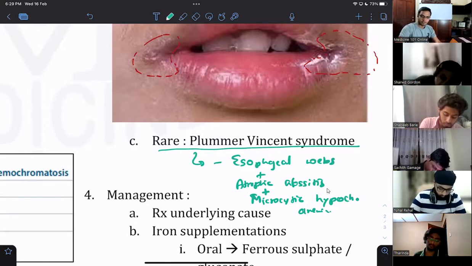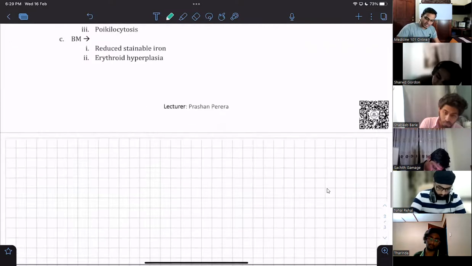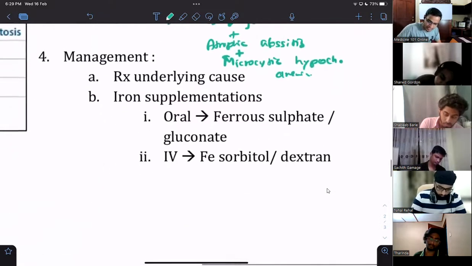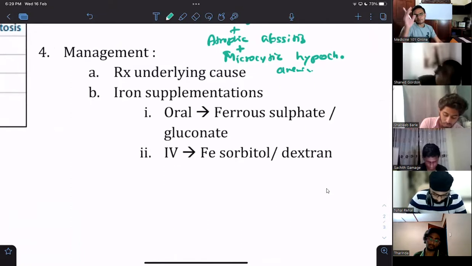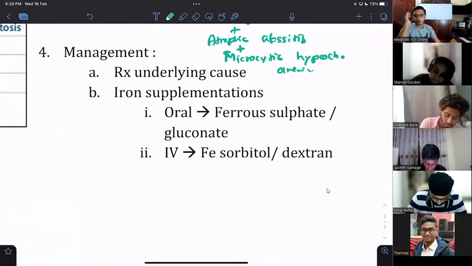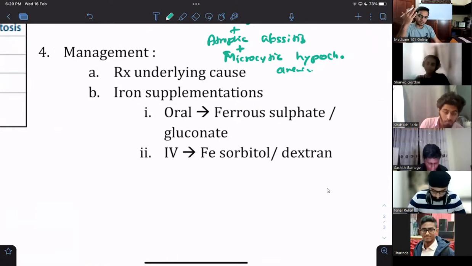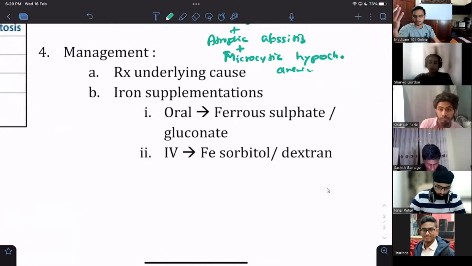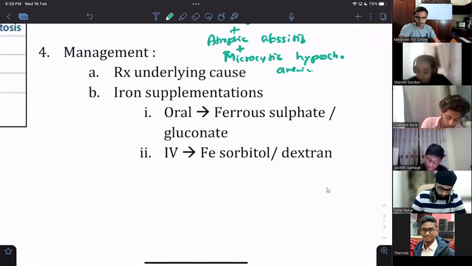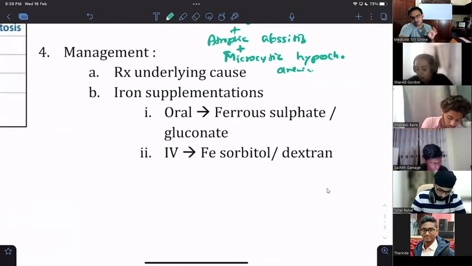Then we come to the treatment, guys. Let's quickly do the treatment. Look at this. First thing, treat the underlying cause. Try to find out why this patient is having iron deficiency anemia. If they are from an already endemic region, or a population where iron deficiency is prevalent, then okay, probably dietary issues, they're not getting enough nutrients, then fine. If not, always try to find what is causing the iron deficiency anemia.